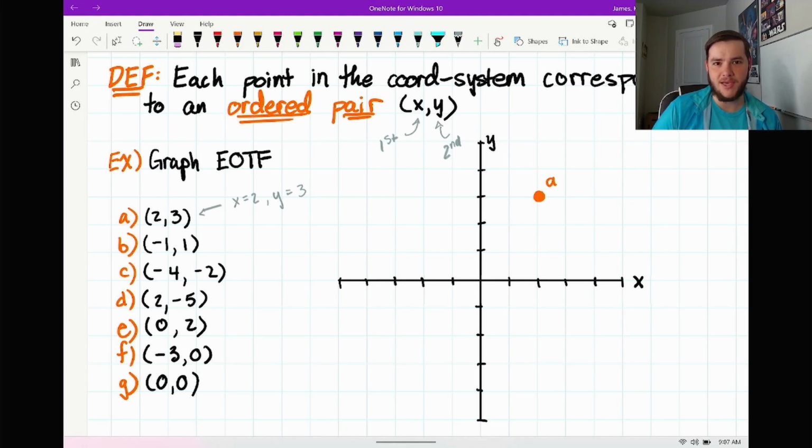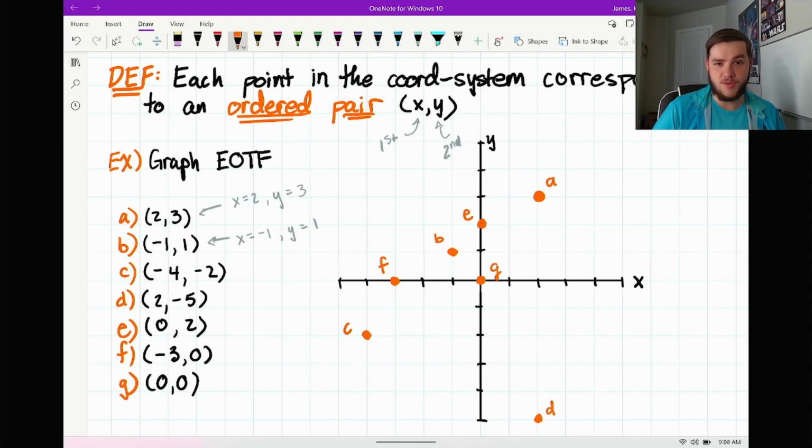Let's try part B together as well, because this time I've got a negative number. So here, x is -1, y is 1. Now, in order to move to -1 on the x-axis, I have to move left 1. And then to get to 1 on the y-axis, I move up 1, and that puts me here for B. Go ahead and pause the video here and see if you can tackle the rest of the problems.